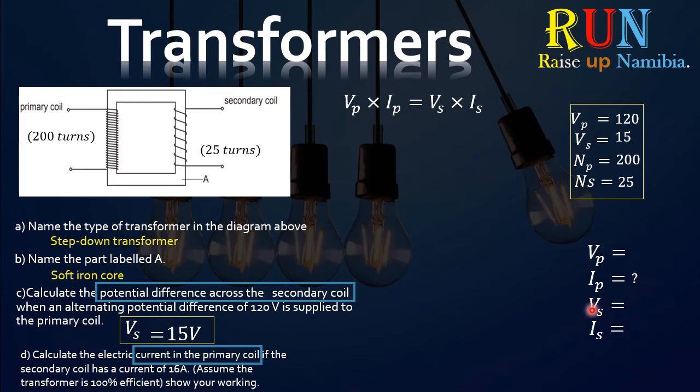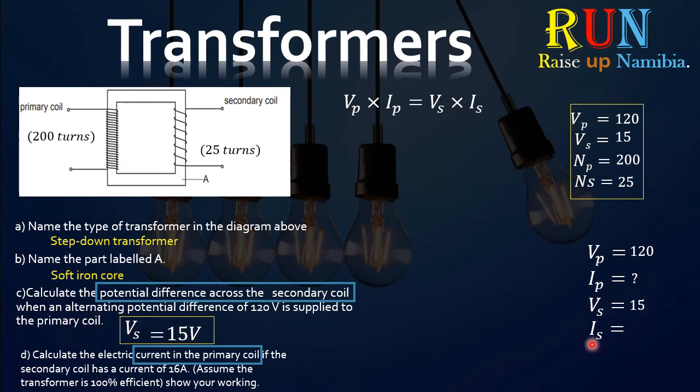Now this simply means the Vp, the Vs, the Is is somewhere on our diagram or in our previous question that we already answered. Because remember, with mathematics and physics, you do have carry-on questions or answers. So with that said, what is our Vp? We already have Vp here, so we just write down the Vp, which is 120. And then what is our Ip? That's what we are looking for. And then Vs, we calculated it in C here. So Vs is 15 volts.